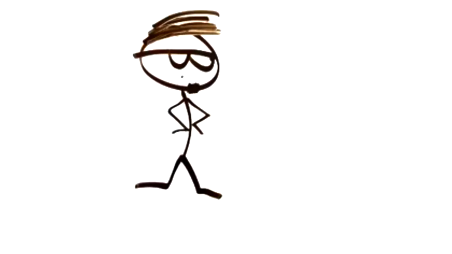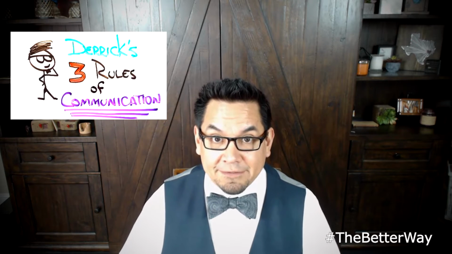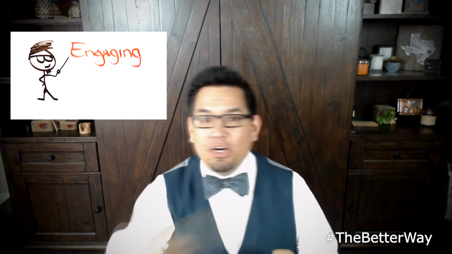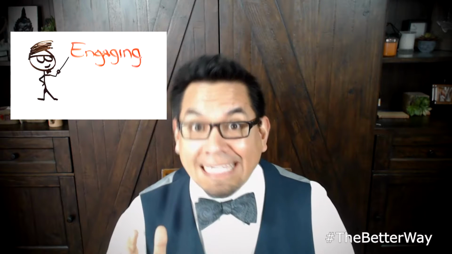So here are Derrick's 3 rules of effective communication. If you follow these 3 rules, any form of communication or presentation will be effective. First and foremost, your message has to be engaging. You have to grab them at the beginning with something they're not expecting. It's like a hook when you're going fishing. You want to hook them in the mouth and not let go. Get them interested with something interesting.